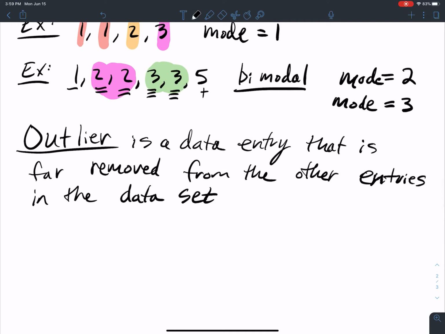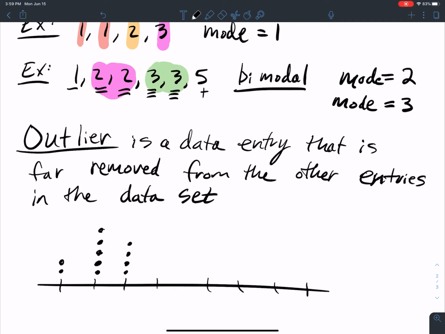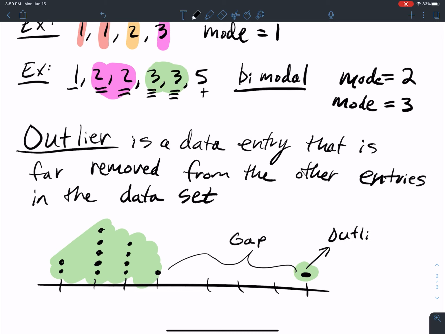Now, say you've got a dot plot and you've got a bunch of dots over here. And then you've got a dot way over here. There's a big gap between all the data points here and then this one lonely data point over there. This would be an example of an outlier. Okay, so it's not a very mathematical definition here. We're just saying, look, if it's really far away, then that's a huge outlier, right?